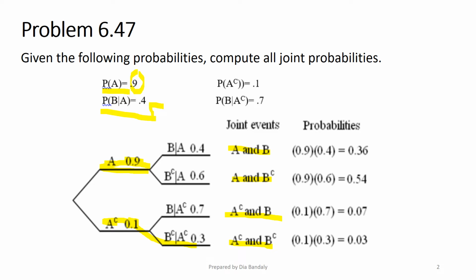And for the probabilities, this is the simplest part, where we simply multiply the probabilities given on the branches that lead to the final event. So this is 0.9 times 0.4. Second one, 0.9 times 0.6. Third one, it's 0.1 times 0.7. And finally, it's 0.1 times 0.3, and we got these. Remember, as we discussed in class, that the sum here should equal 1. All right?